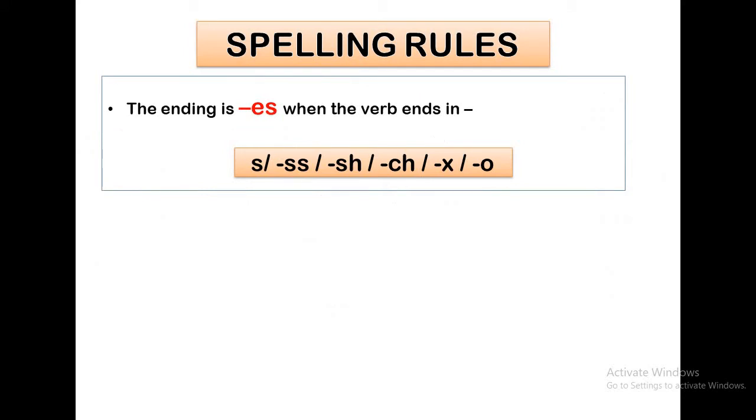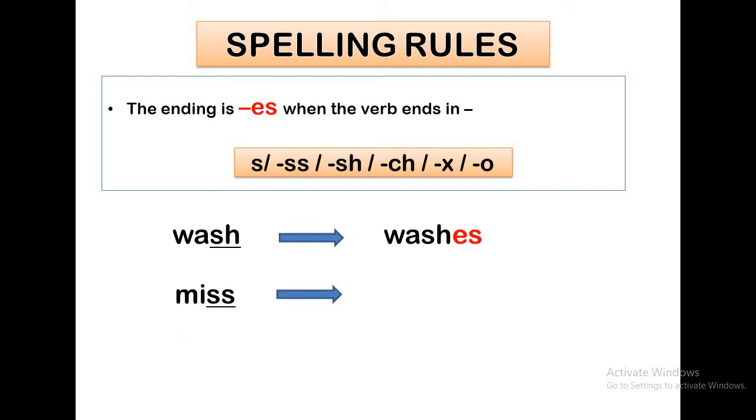And lastly, for spelling rules, the ending is ES when the verb ends in S, SS, SH, CH, X, or O. For example, wash, washes, miss, misses, go, goes.